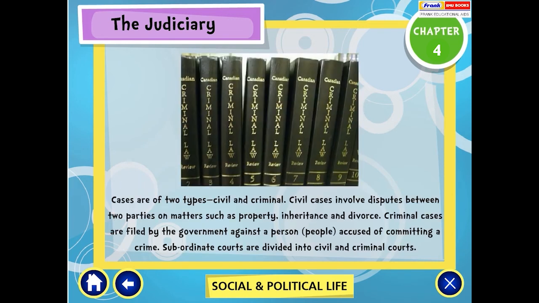Cases are of two types, civil and criminal. Civil cases involve disputes between two parties on matters such as property, inheritance, and divorce. Criminal cases are filed by the government against a person or people accused of committing a crime. Subordinate courts are divided into civil and criminal courts.